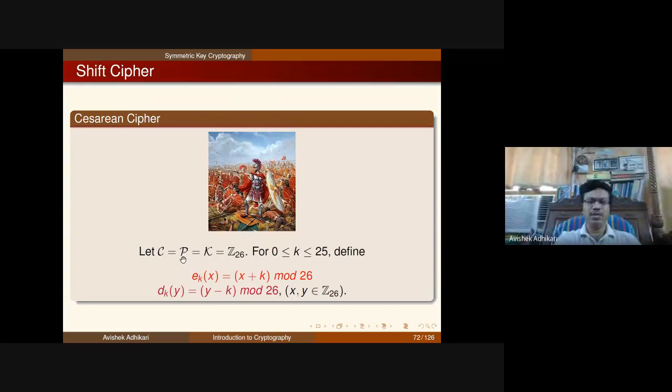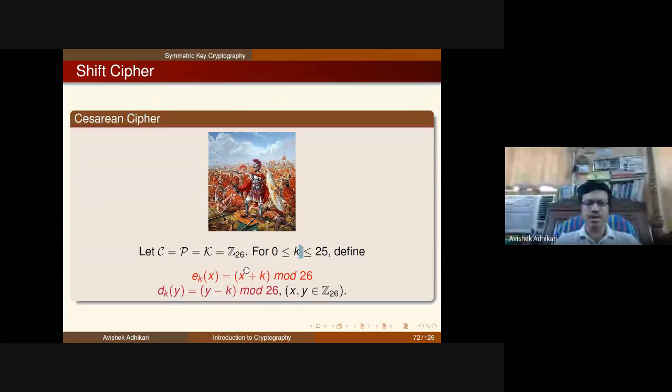So here the plain text, the ciphertext and the keys are all from Z26. The set of all plain text is nothing but A to Z. The ciphers are also from A to Z, and the keys are from 0 to 25. So you can think of the plain text, ciphertext and key space as all from Z26. Now this key value could be anything from 0 to 25. If the value of k equals 0, that means you are not shifting, so the plain text and the ciphertext are the same.